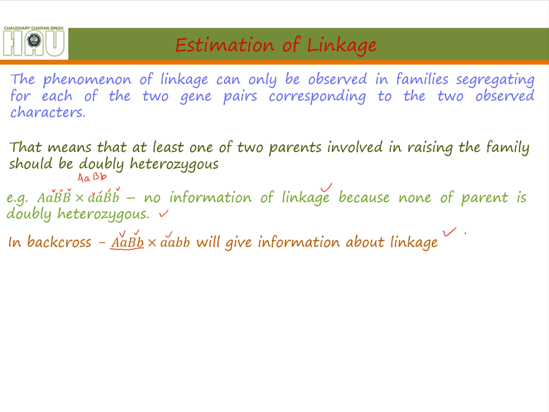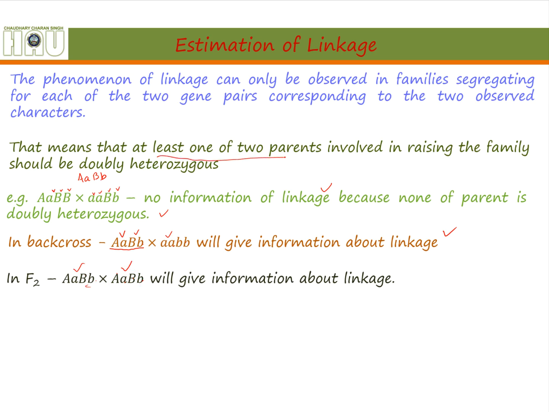Another cross, say in F2. So A, capital B, small b is crossed with capital A, capital B, small b. Means selfing is there. Both the parents are double heterozygote, and our condition is at least one of the two parents involved. So both involved in this cross are double heterozygote. That's why it will give information about linkage.